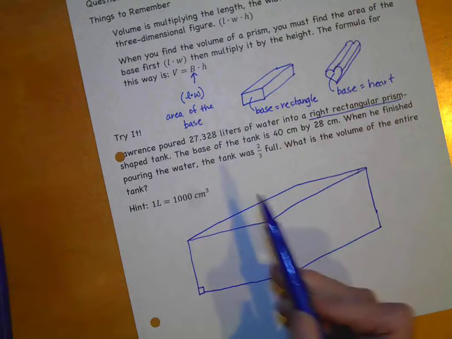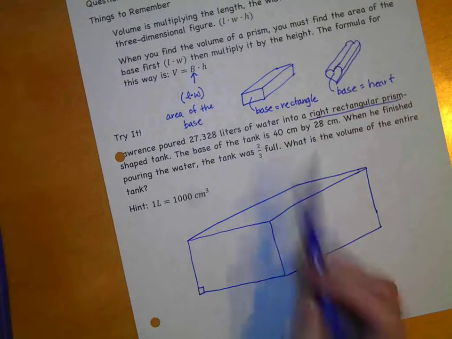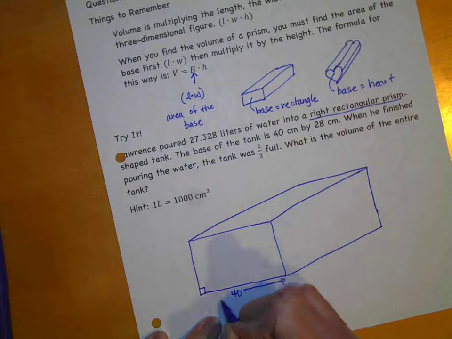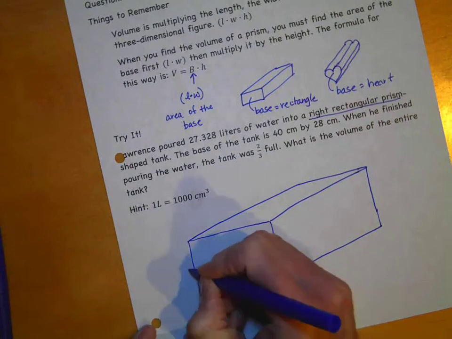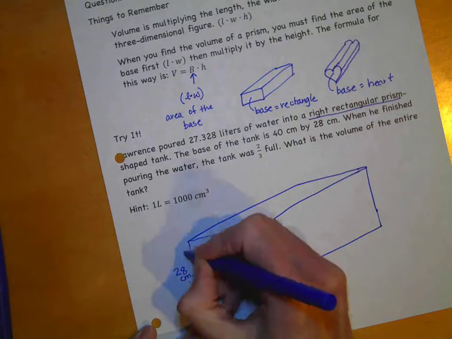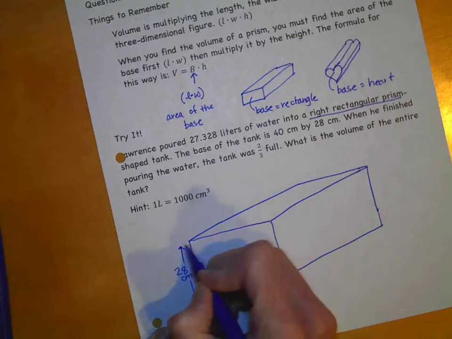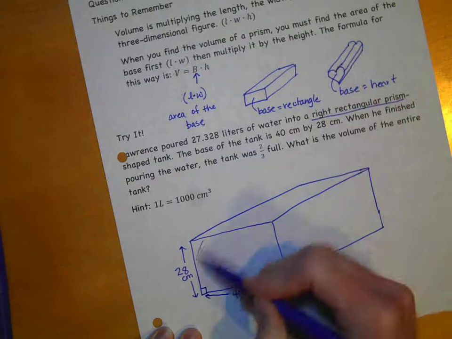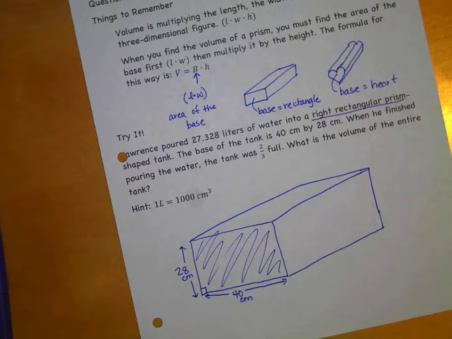Now it says that the base of the tank is 40 centimeters by 28 centimeters. So from here to here is 40 centimeters, and then from here to here is 28 centimeters. The reason we know that is because this is the base. Remember, I said base, base. So this right here is the base.